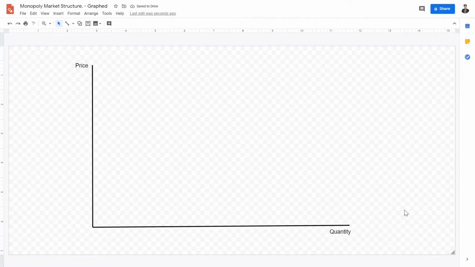So what you want to do first is identify the demand. The demand curve for monopolies is exactly the same as it is for drawing demand and supply diagrams. Okay, so it starts off touching the y-axis and then goes down. So this is the demand curve. I'm going to write that in.